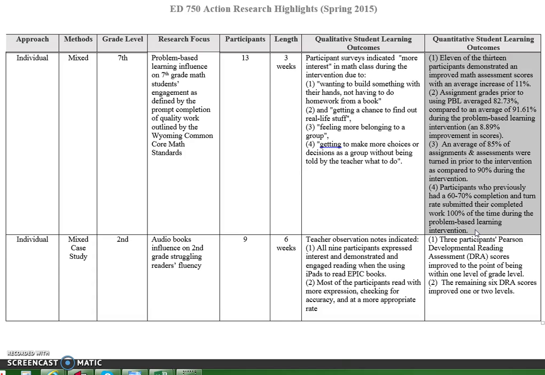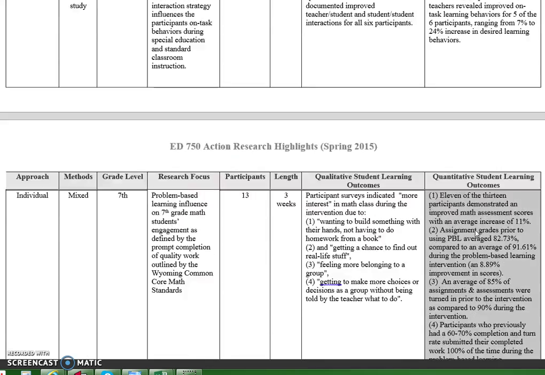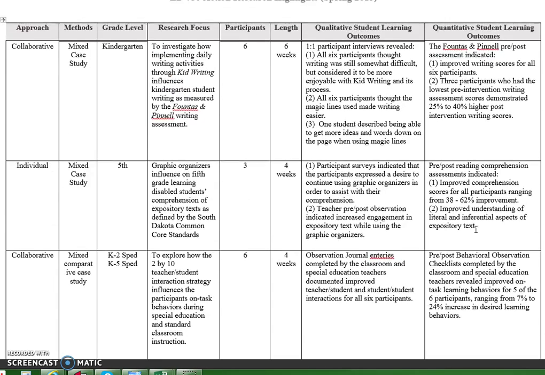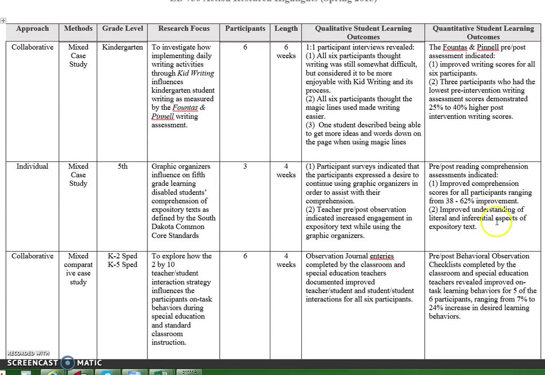I'm going to have Dr. Hopewell now scroll up to page 1 of this example, which by the way is posted in the assignment gallery, so you can look at it in more detail. And on the second example for the 5th grade class, let's look again at the quantitative pieces. For quantitative, you can see the first one, she says that there was a range of 38 to 62% improvement among the 3 participants that she had in her study.